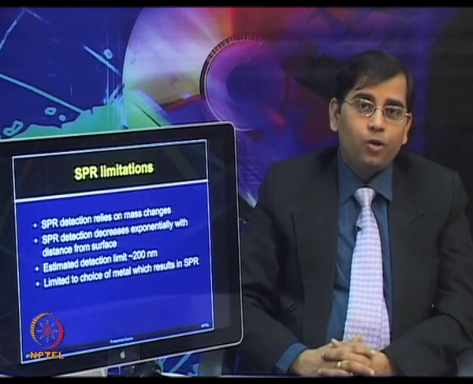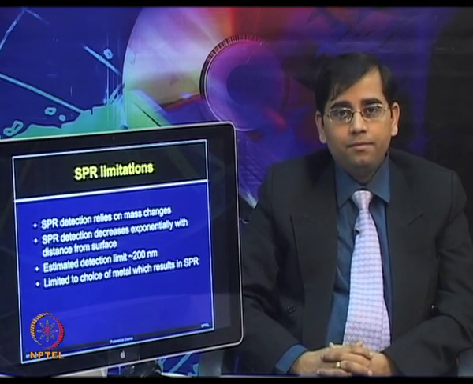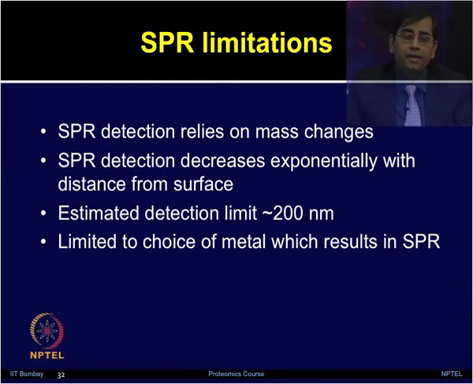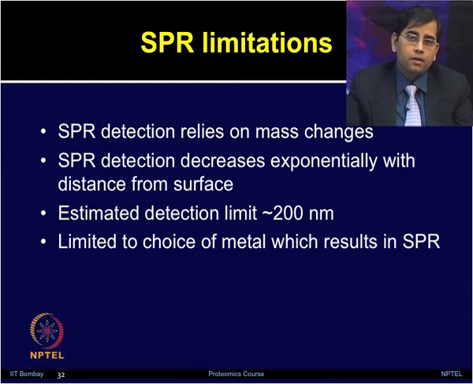But SPR also has certain limitations. The SPR detection relies on mass changes. The detection decreases exponentially with distance from the surface. It is estimated that approximate detection limit is around 200 nanometers. It is also limited to the choice of metal which can result into the surface plasmons such as gold and silver.